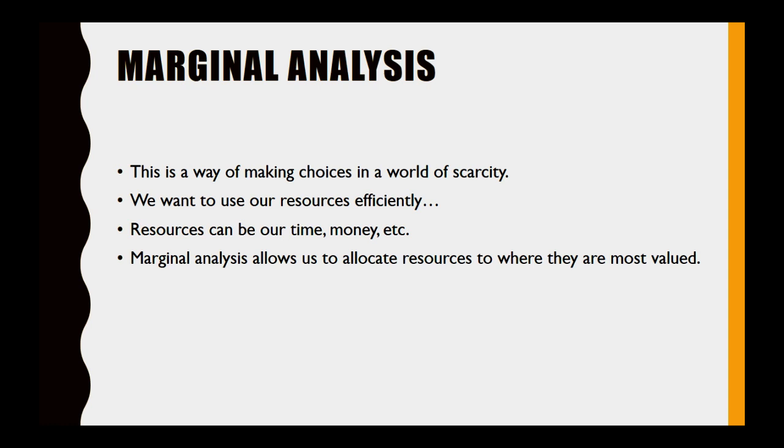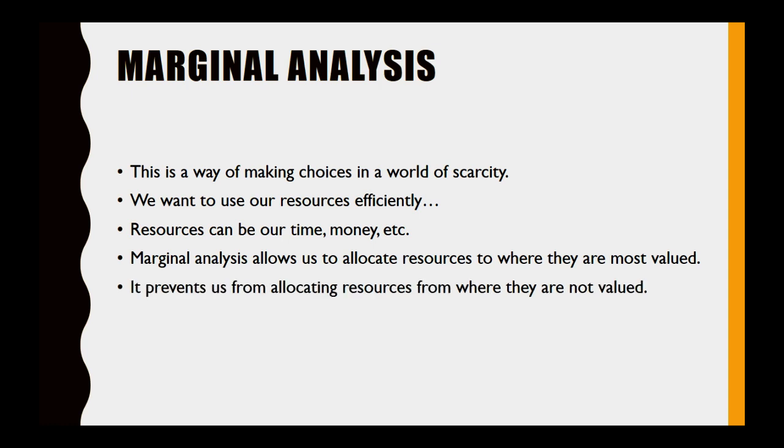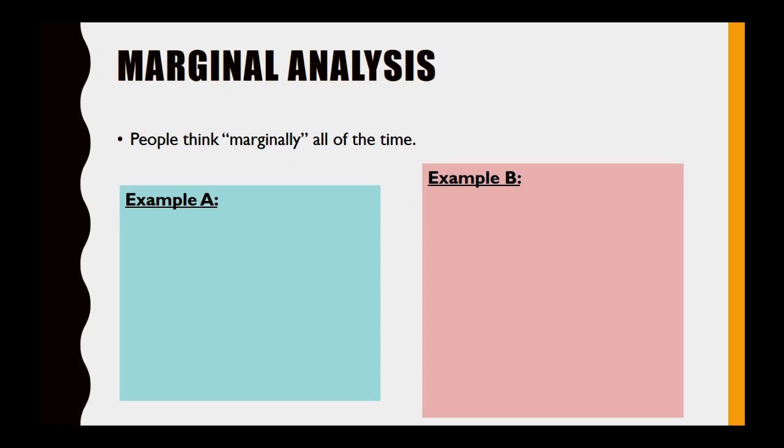All right, so marginal analysis is a decision rule that will allow us to allocate resources to where they're most highly valued. In other words, it's a decision rule for efficiency. And by doing this, it's going to prevent us from allocating resources to places where they're not valued, right? That makes sense. So it promotes efficiency.